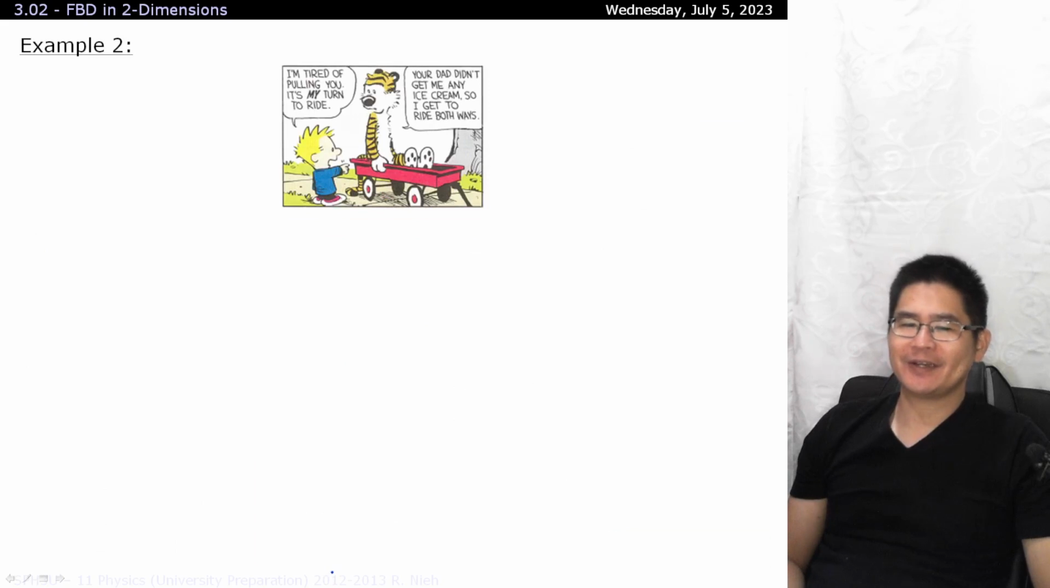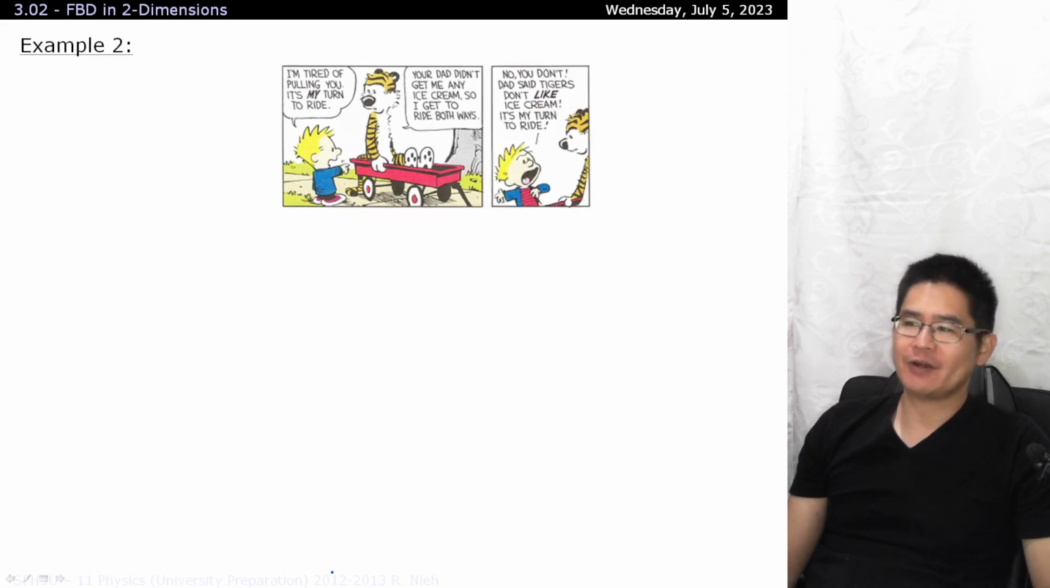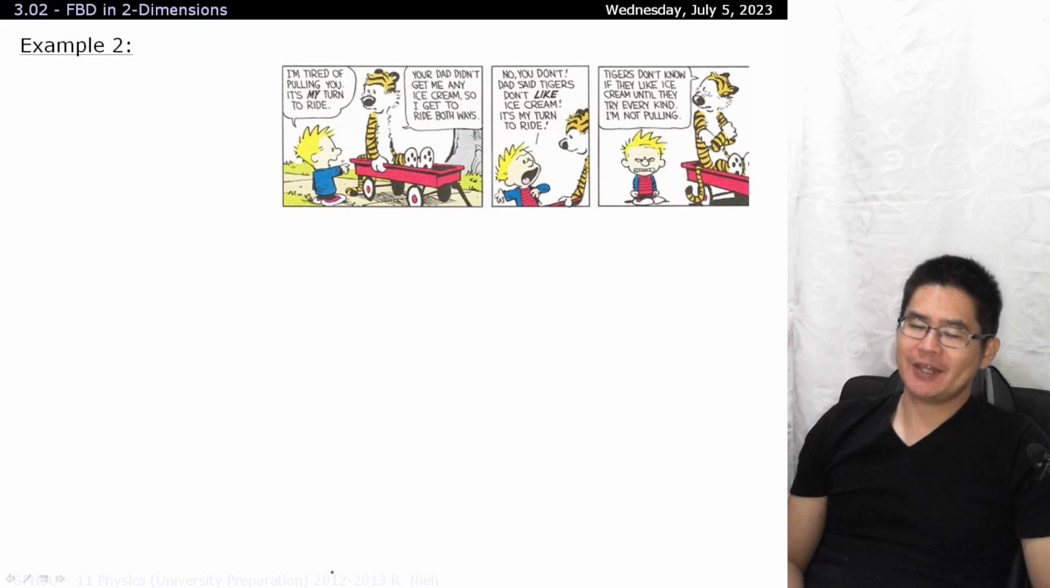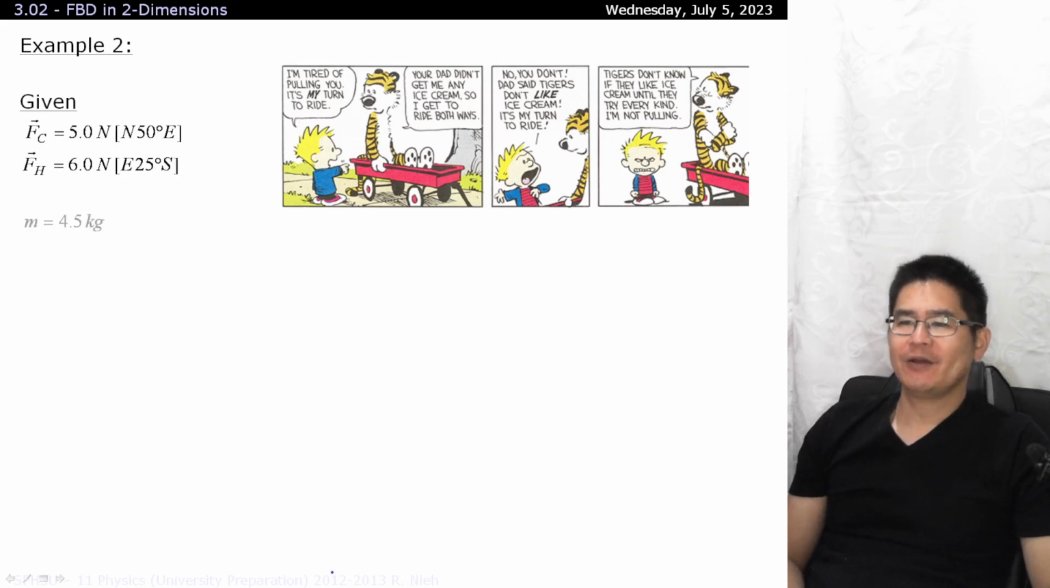On the other hand, with a bird's eye view, the outcome will be different, and that will be our next example. All right, let's say that we have these two friends over here. They're fighting over who's going to pull the ride. If they were to refuse each other, they would be at a standstill. But let's say that they both decided to cave in and pull the wagon. All right, where Calvin pulls with a force of 5 newtons north 50 degrees east, and Hobbes decides to pull with a force of 6 newtons east 25 degrees south.